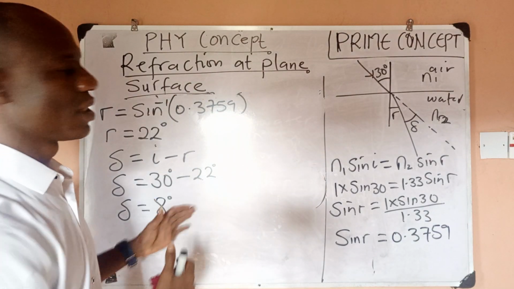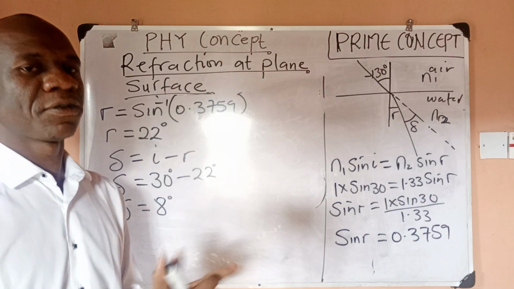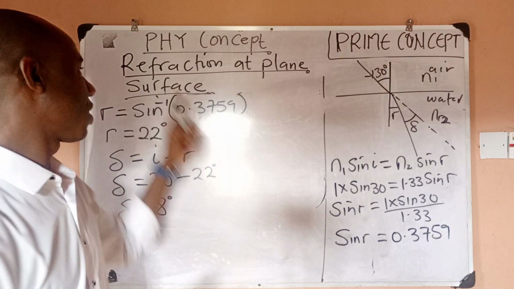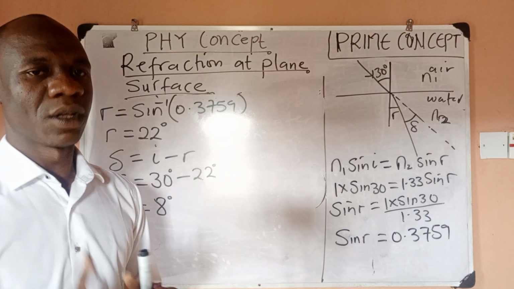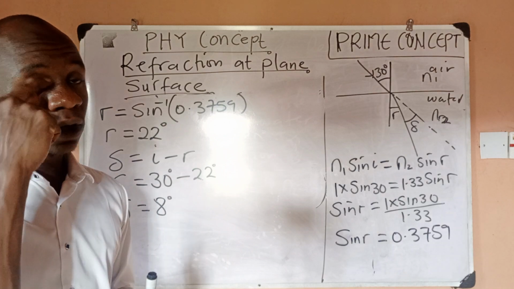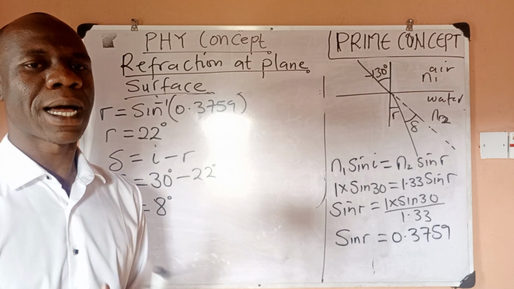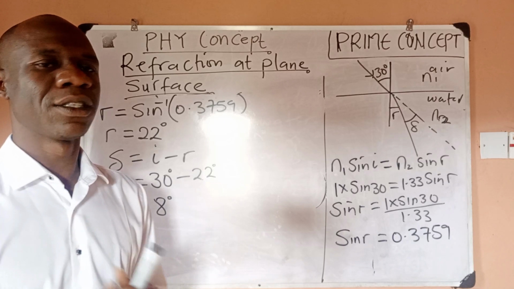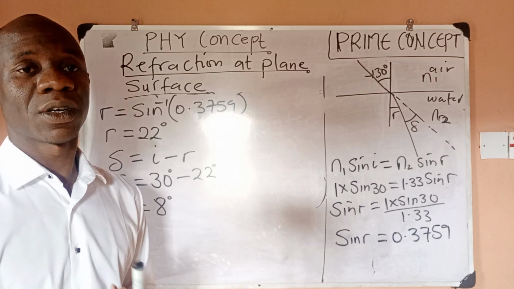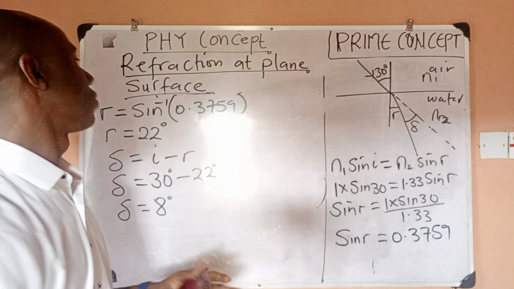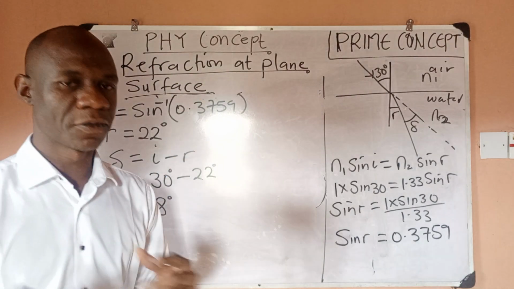Now I want to stop this video here. In my next video, we'll expand more on the concept of refraction on a plane surface. We'll now look at a rectangular prism. We'll look at what we know as optical invariant. Then we'll consider the total internal reflection and critical angle. Then we'll be done with a plane surface.